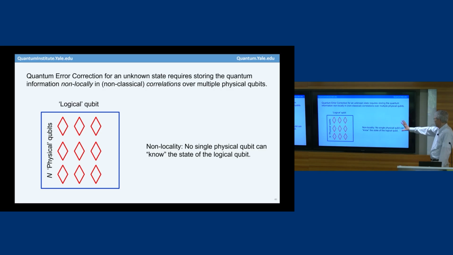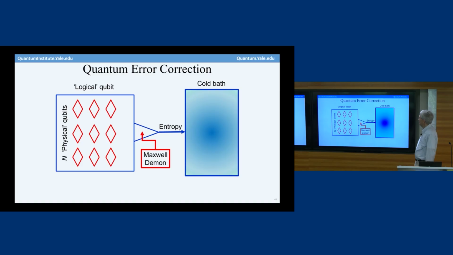So there's some non-locality. And then you need an error correction gadget, which I'll call a Maxwell daemon, from statistical mechanics, that is making these very subtle measurements to locate the errors and correct them, and pump the entropy or the randomness out of your quantum state into some cold bath, just the way heat flows from hot to cold in thermodynamics.